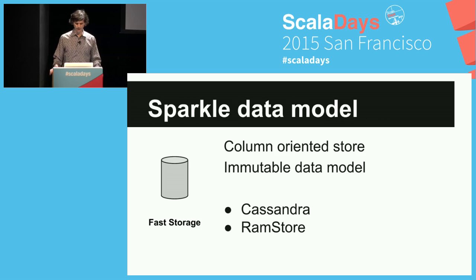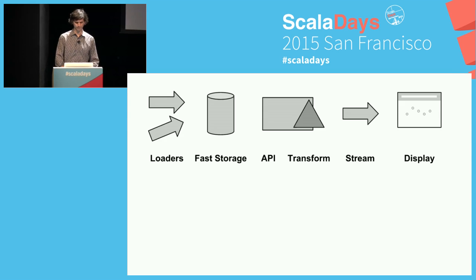It is built around the idea of having a fast storage layer. It's a column-oriented data model and very much built on immutable data. I know for this audience I don't have to talk about the benefits of immutable data. And included even in the open source version is an implementation of the storage API based on Cassandra, and also one that just uses RAM as the storage backend for testing.